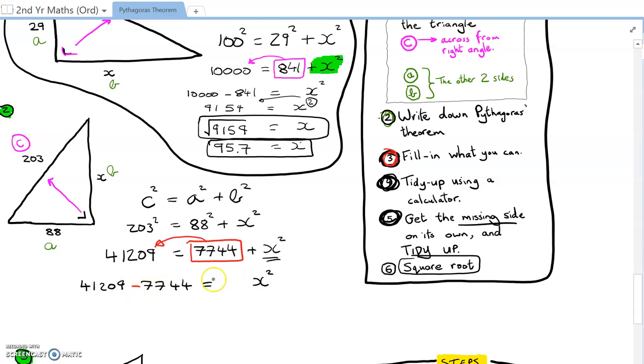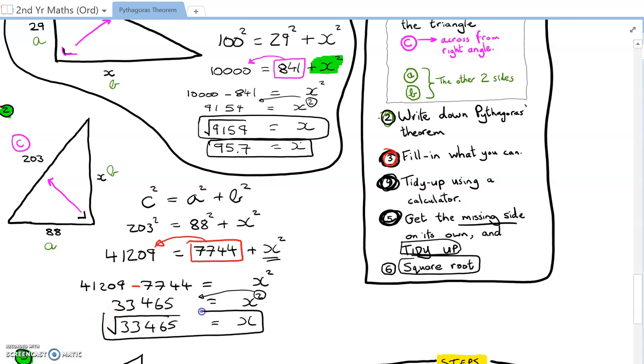And when you type that into the calculator, when you tidy that bit up, you will end up with 33,465. And now the last step is bring that power of 2 over and it'll change to a square root. So the answer is the square root of 33,465. Now you could also press equals on that and change that to 182.93. But that's enough for the answer. When you get messy long answers after doing a square root, just leave it as the square root.